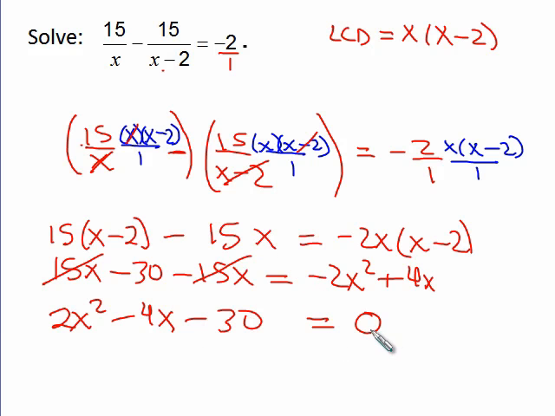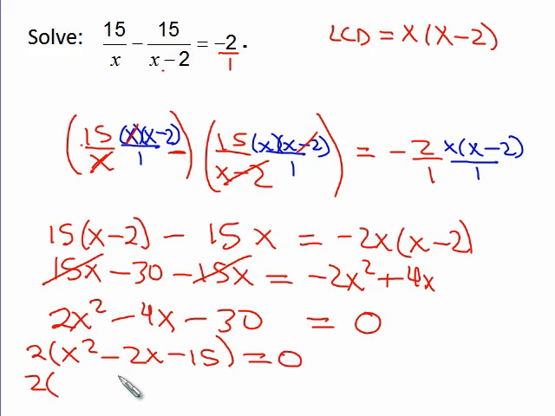Now that I have 0 on one side and my polynomial on the other, I need to look for a greatest common factor, which is 2. So I have 2 times x squared minus 2x minus 15. And then I need to keep factoring my trinomial. So x squared will be x times x. Factors of 15 that will get me to 2 would be 5 times 3. And to get a negative 2, I need a negative 5 and a positive 3.